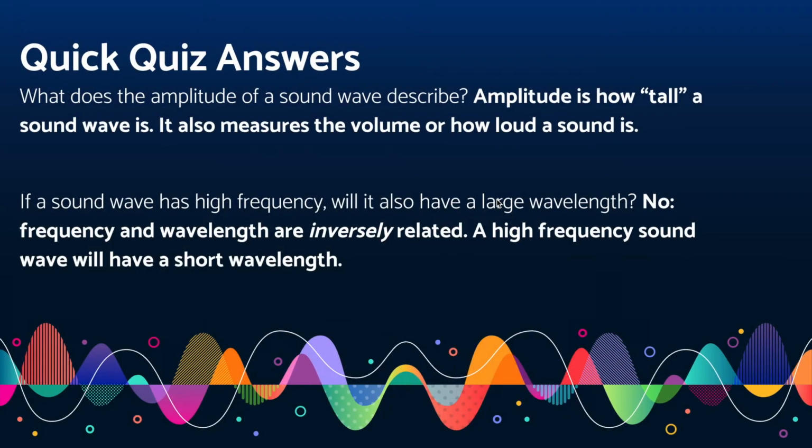All right, the first question, what does the amplitude of a sound wave describe? Amplitude is how tall a sound wave is. It is the height of the sound wave, and it is related to how loud a sound is. If a sound wave has a bigger amplitude, if it is taller, it will be louder and have a bigger volume. If the amplitude is very short, it will have a small volume. It will be very quiet.